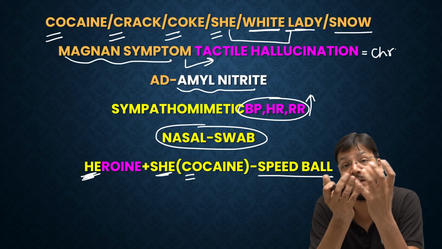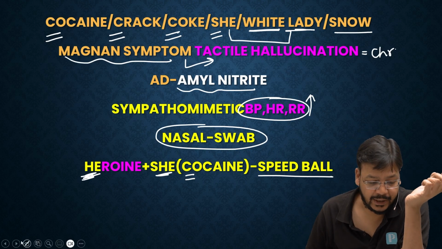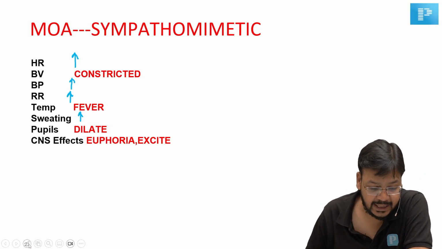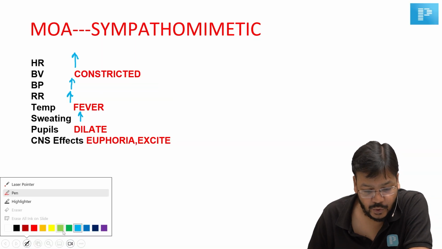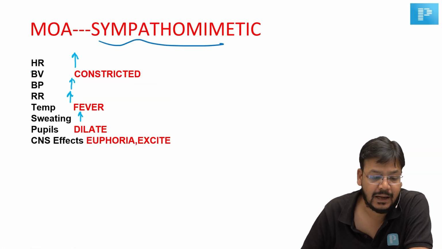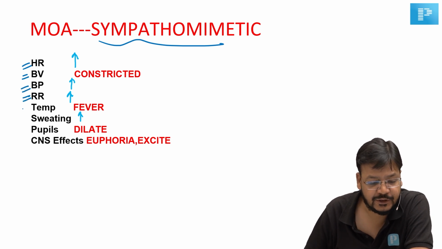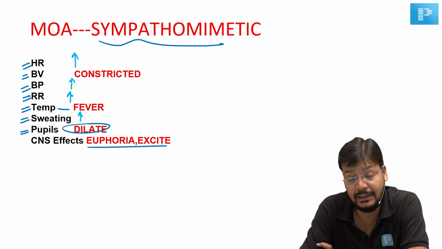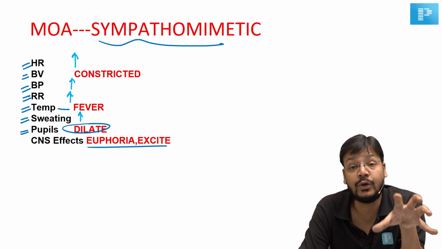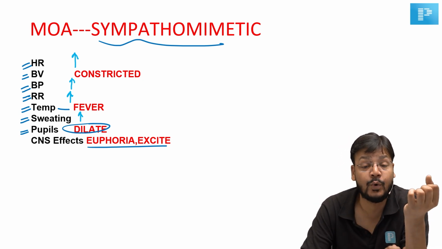So cocaine, coke, crack, she, white lady, and snow, all are cocaine. Now, sir, as I told you, cocaine is sympathomimetic. Heart rate increases, blood vessels constricted, BP increases, respiratory rate, temperature, sweating increase, pupil dilated, and you are euphoric and excited. These are the features of acute intoxication. So everything is increased, because cocaine is sympathomimetic.